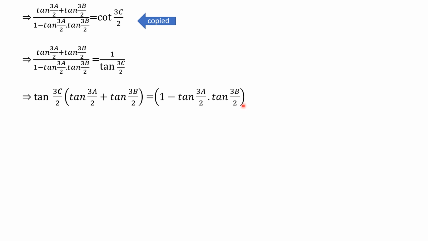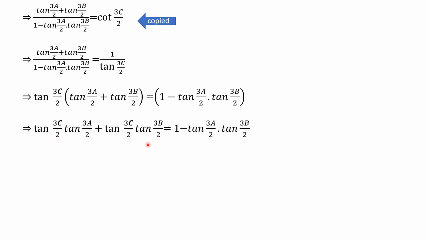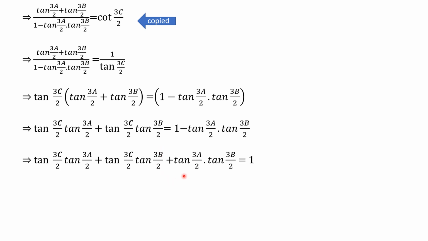Now after this we will open the bracket over here. Means this tan 3C by 2 will multiply tan 3A by 2 as well as tan 3B by 2. So we have opened the bracket to get this line. The right hand side is copied as it is. Now we need to bring this minus tan 3A by 2 into tan 3B by 2 to left hand side. So we have brought, and in right hand side we are left with 1 only. This 1 is over here, so this 1 is copied in right hand side, isn't this?